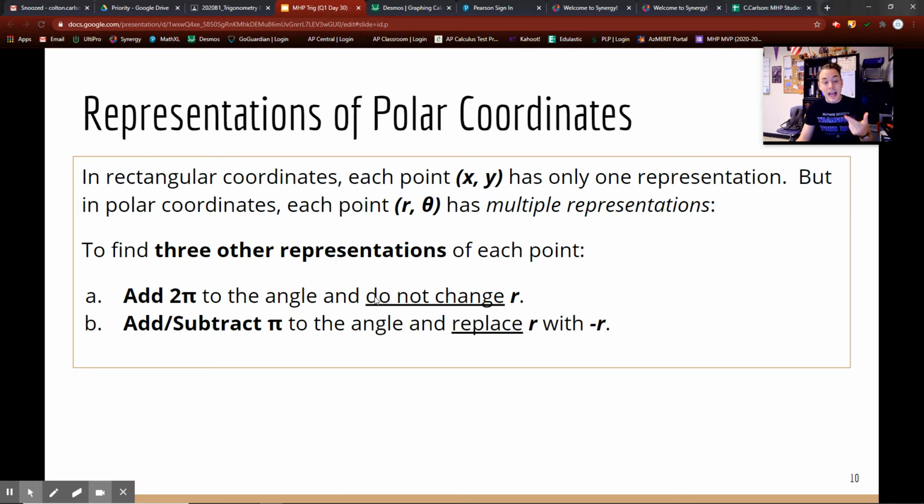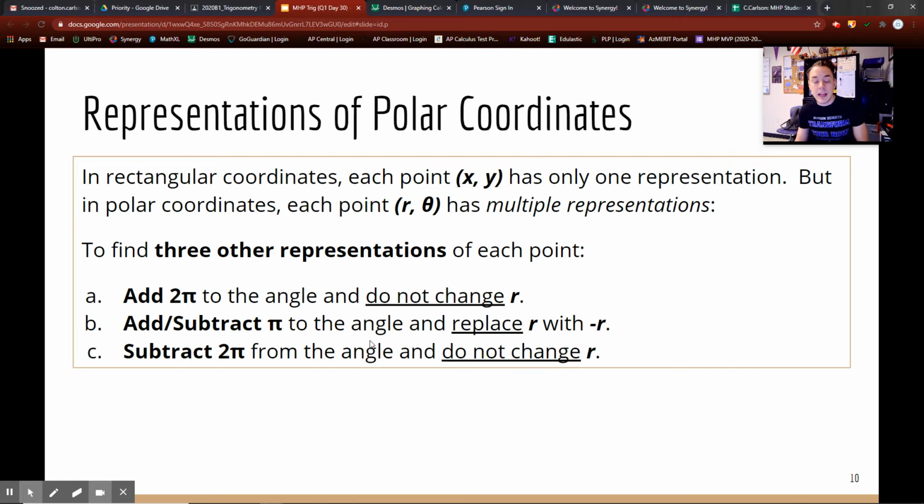In the second case, I can add or subtract pi, and this one's a little bit iffy because it depends on where the angle measure is. Add pi to the angle, and then replace r with negative r. And then subtract 2 pi from the angle is my third representation, and do not change r. Now, how do I apply these? It's not like you're going to be given an example like multiple points, and then you're just going to be finding all of these, like A, B, and C.